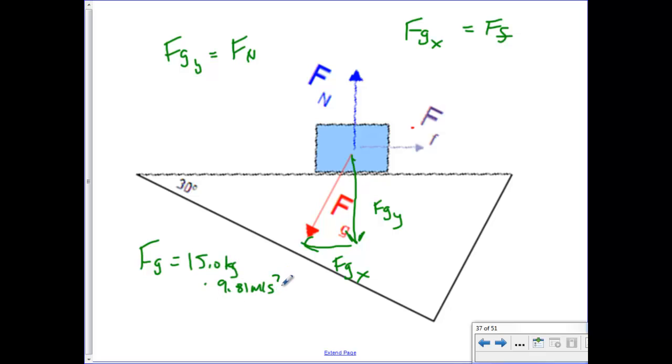Multiplied by 9.81. So 15 times 9.81. I get 147.15. So I think this is your question, Heather. That is the downward force. I know I'm trying to tilt my head here, but that's what it would be, pulling it straight down. Only I've tilted my page slightly, if that makes sense.